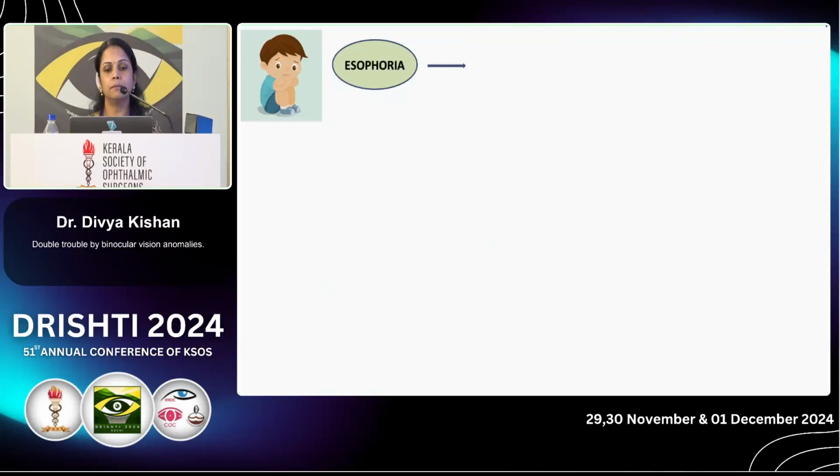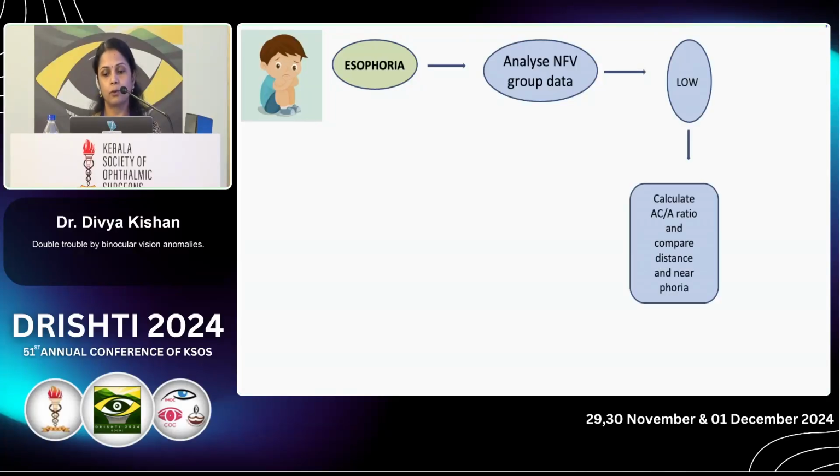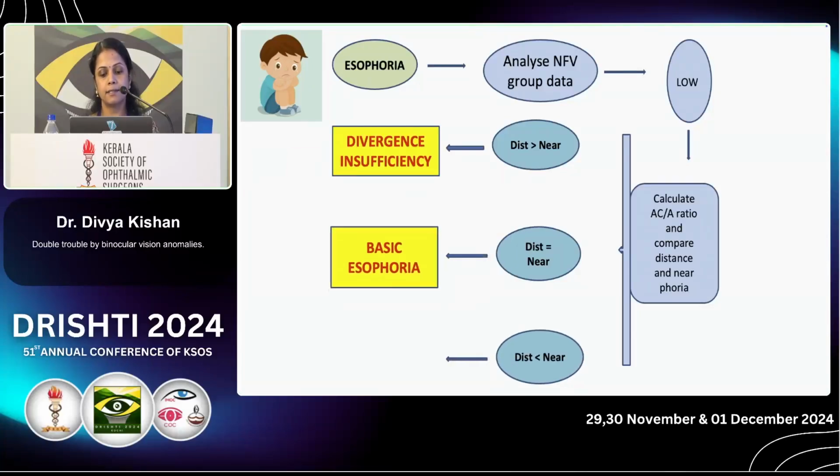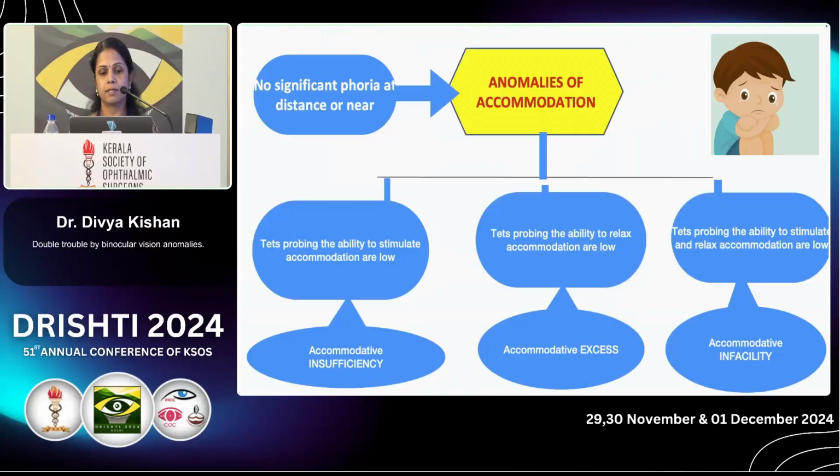In esophoria, you analyze the negative fusional vergence group of data, and if it is low, you calculate the AC/A ratio and compare the distance and near phoria. Distance greater than near would be divergence insufficiency. Distance equal to near would be basic esophoria, and distance less than near would be convergence excess.